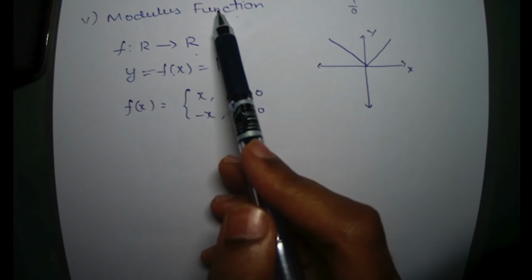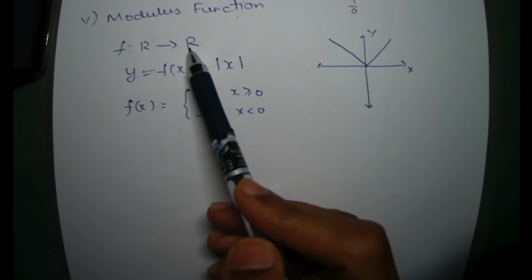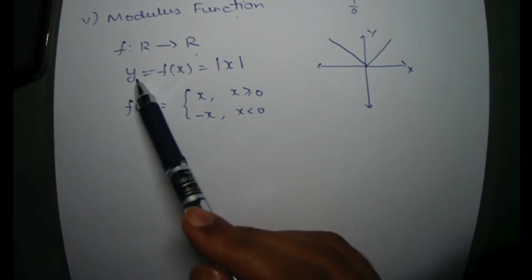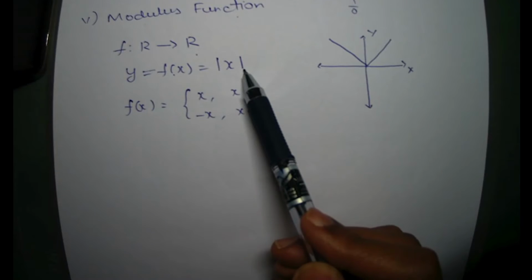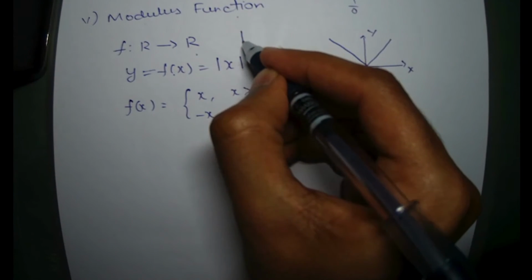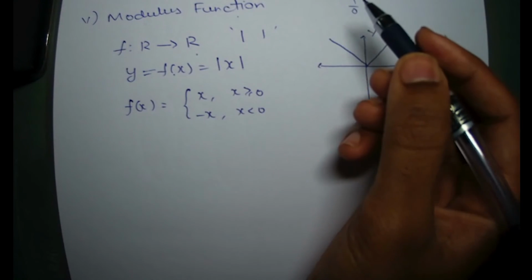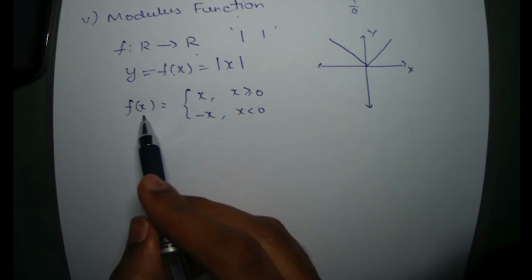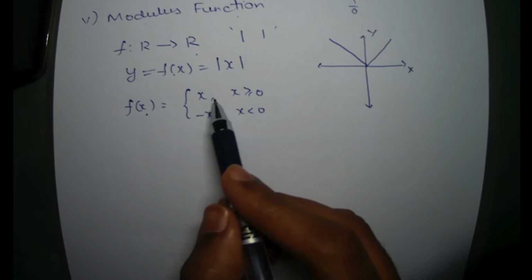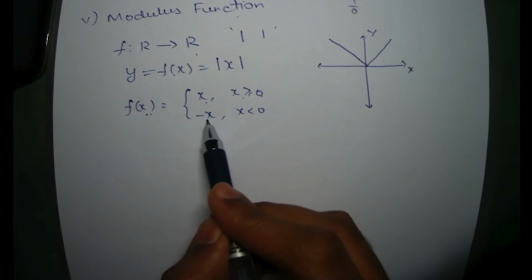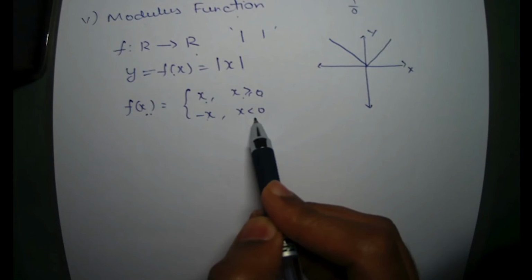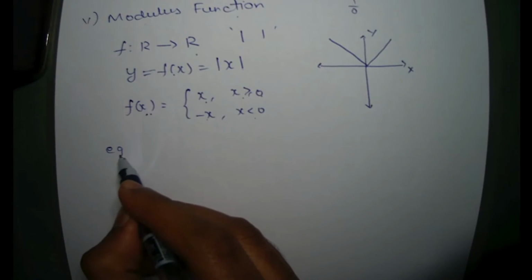So the next function is the modulus function. This is also defined for real numbers, which is represented as y is equal to f of x, which is equal to x in between two lines. So this symbol is the symbol for modulus function. The modulus function is represented with two straight lines. If we look into detail, we see that f of x will be equal to x if x is greater than or equal to 0, and f of x will be equal to minus x if x is less than 0. To understand this, let's take an example.